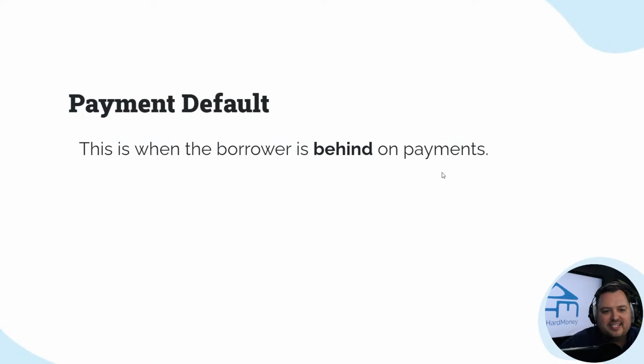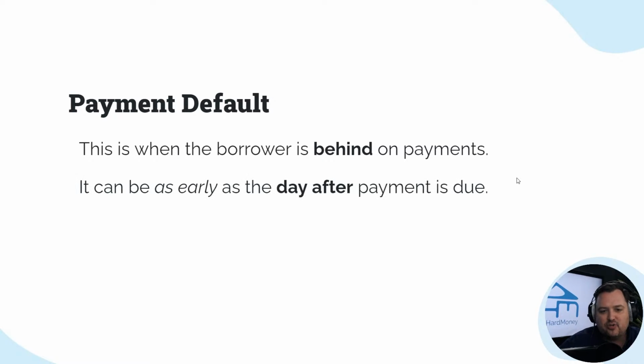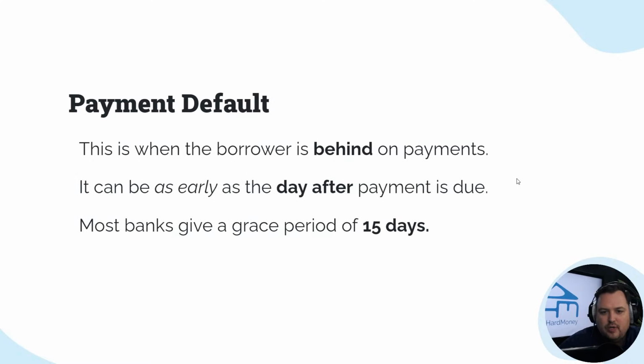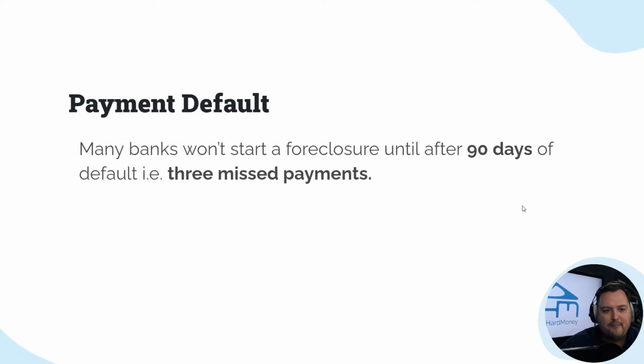Okay, payment default. This is when the borrower is behind on payment. So you've missed a payment. This can be as early as the day after a payment is due. Most banks in their note give a grace period. It's typically a 15-day grace period. So many banks won't start a foreclosure though until 90 days after the default, meaning you've missed 3 payments, and that's when they'll start saying you're in default.